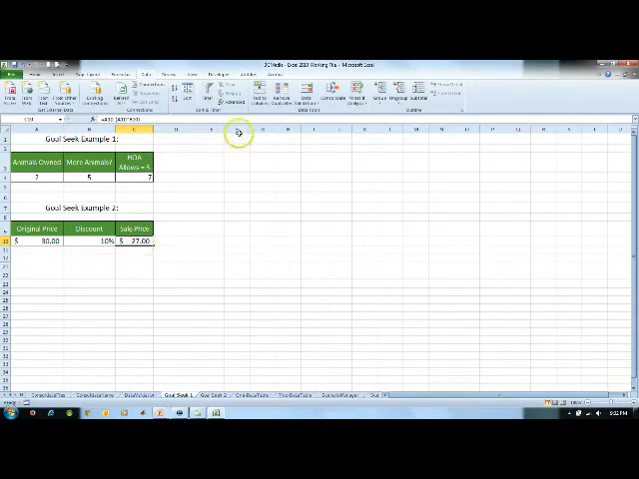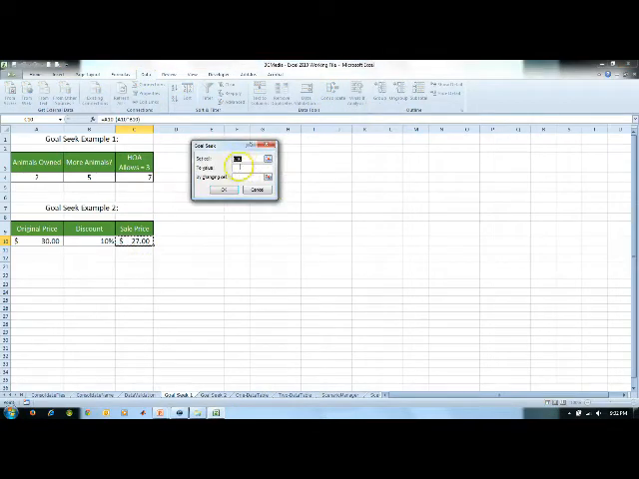But I can do it another way. Let's say sales price, again, Data, What If Analysis, Goal Seek. I want it to be $25, not by changing the discount this time, but by changing the original price, which is $30. How would I get 25 from there?